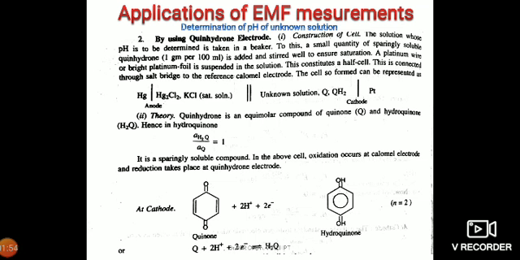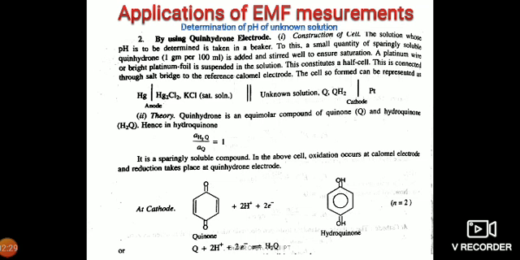The cell can be represented as Hg | Hg2Cl2, KCl saturated solution. This is the calomel electrode, then a salt bridge. At the cathode, we have the unknown solution. Into that unknown solution, we are adding quinhydrone powder. That's how it gives equimolar proportions of quinone and hydroquinone, which can be represented as Q, QH2 | platinum. So that's how we have constructed a cell by using calomel electrode at anode and quinhydrone electrode at cathode.